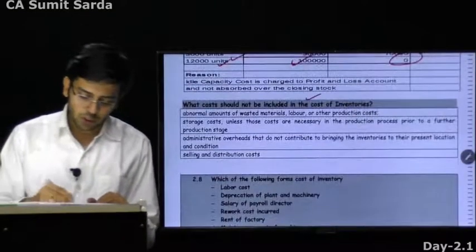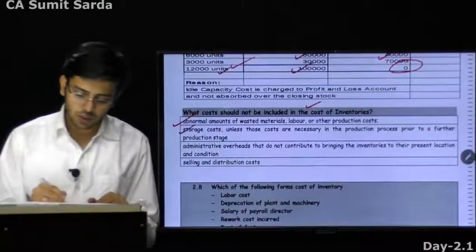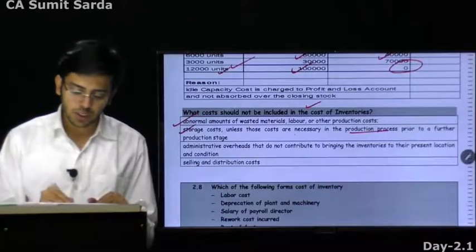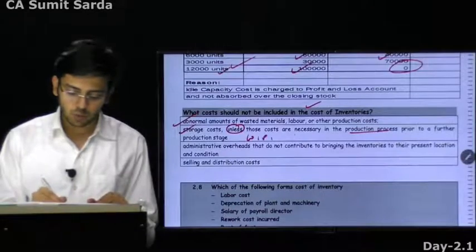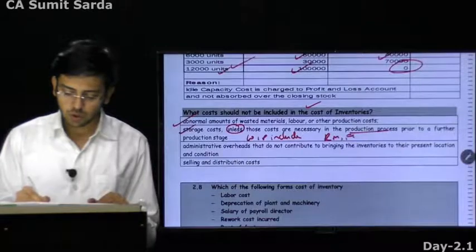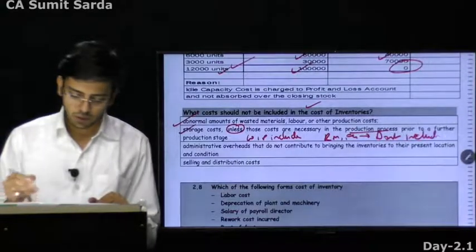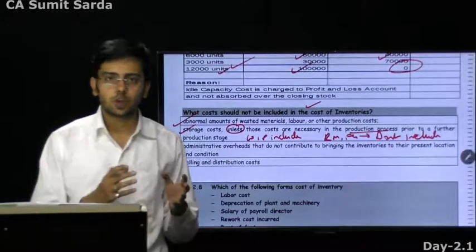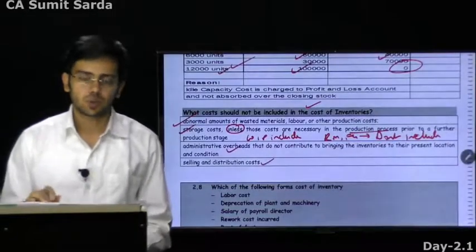What should not be included in inventory? Any abnormal cost. Storage cost, as we have discussed, in the production process prior to further production stage, unless they are related to production process. So only WIP, include. Raw material, finished goods, don't include. Okay. Now we have administrative overheads. Unless it is to bring it to the present location, it can be included, else not. And then there is selling and distribution, which cannot be included.